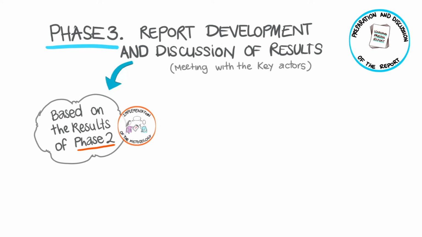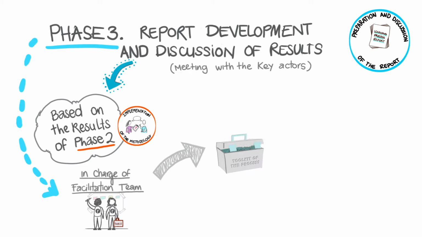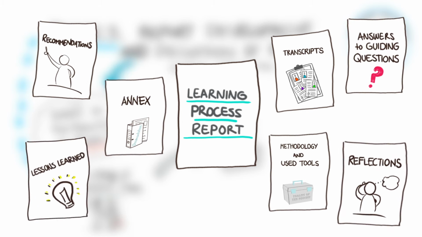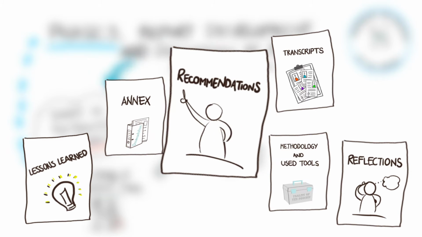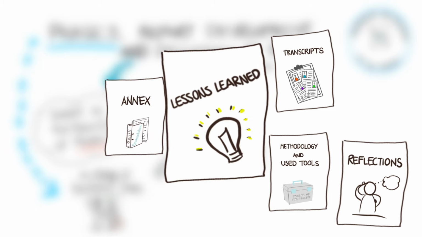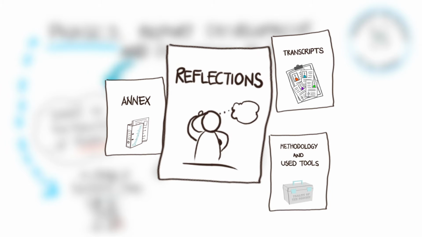In this phase, and based on the results of Phase 2, the facilitation team develops a learning process report that includes the answers to the guiding questions, recommendations, lessons learned, and any other reflection that contributes to the achievement of the learning process's expected results.